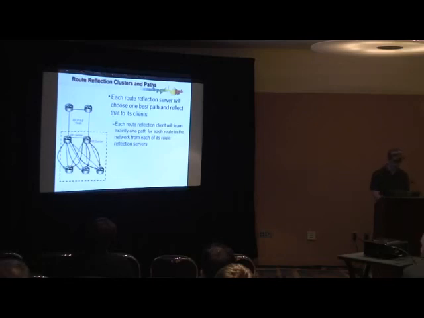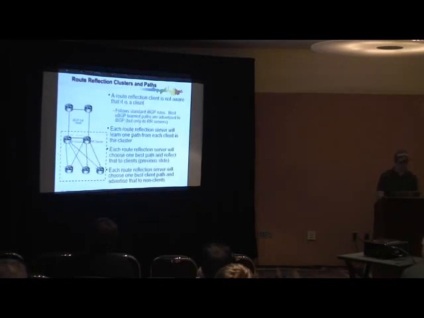So here we show the clients learning paths from their route reflector servers. So when a path gets learned via eBGP, he sends it to both of his route reflector servers. If this happens in 2 places, that's under the same pair of route reflector servers, they're only going to choose one best path. So you do get a little bit of path reduction here.